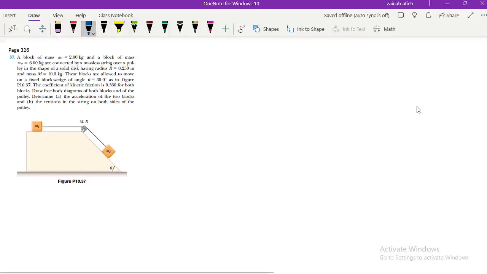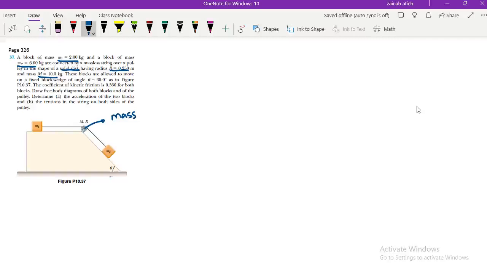So you can notice that our pulley is not massless. The pulley has a mass. The mass of the pulley is 10 kg. So we've got M1, which is the mass of the first block, M2, the mass of the second block, the radius of the pulley, considered as a solid disc, that means a full disc, and the mass of the pulley for sure.